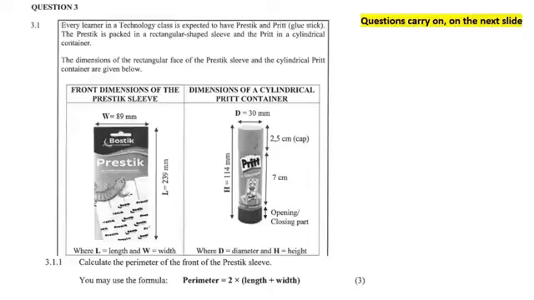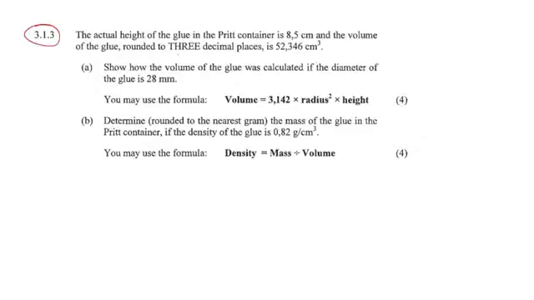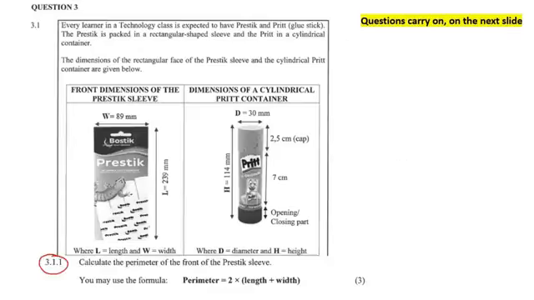This question consists of 3 questions. So we've got this one over here, this one over here, and then we'll finish it with that one over there. Every learner in a technology class is expected to have press stick and Prit. The press stick is packed in a rectangular shaped sleeve, and the Prit in a cylindrical container. So here's press stick, and here is Prit.